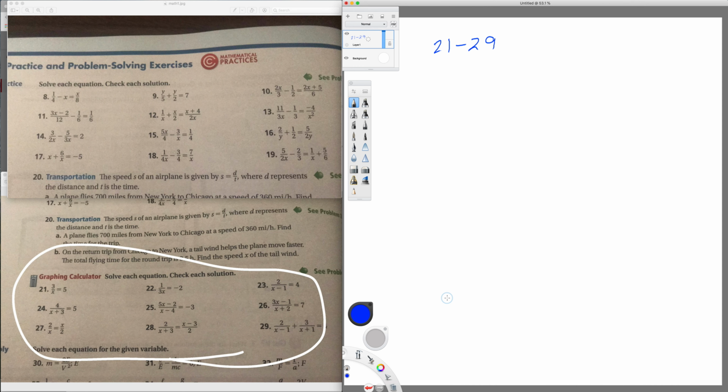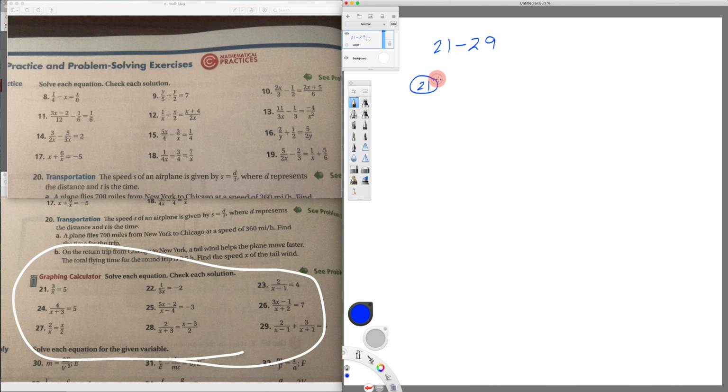Okay, here's the fun second half of these rational equation solving deals. On the second part of it here, we have some messier denominators, it looks like. So that ought to be fun. So we're going to do 21 through 29, and I'll explain them as we go.